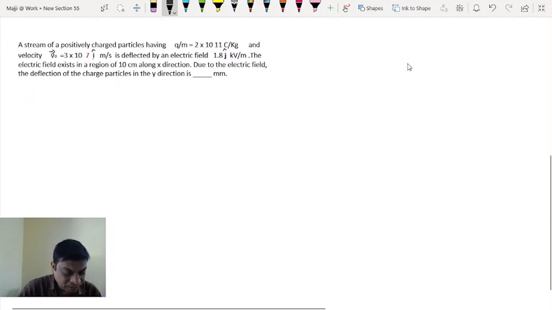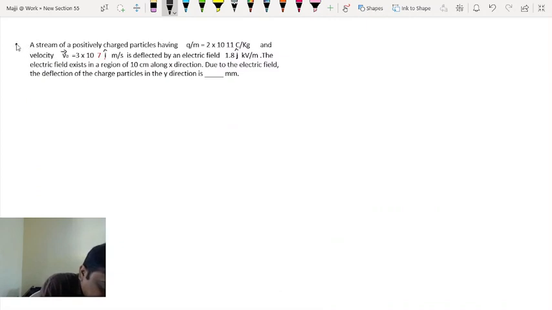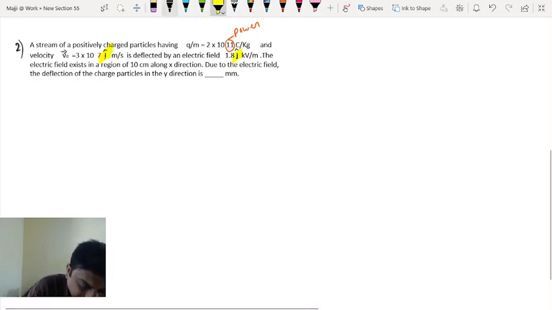So the next question is, a stream of positively charged particles having q by m equal to this. Remember, this is the power. This power 10 is power coulomb per kg, and velocity of this much is deflected by an electric field of this much. The electric field exists in a region of 10 cm along x-axis. So first thing to note is that velocity is along x-axis and the electric field is along y-axis.